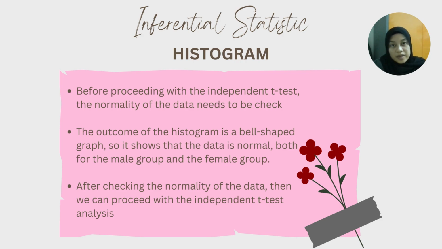Before proceeding with the independent t-test, we need to check the normality of the data. We can check the normality of the data by generating a histogram using SPSS. If the histogram outcome is a bell-shaped graph, it shows that the data is normal. From the histogram that we have generated, the outcome is a bell-shaped graph, both for the female and the male group. And after checking the normality of the data, we can proceed with the independent t-test. You may see the histogram that has been generated in the next slide.